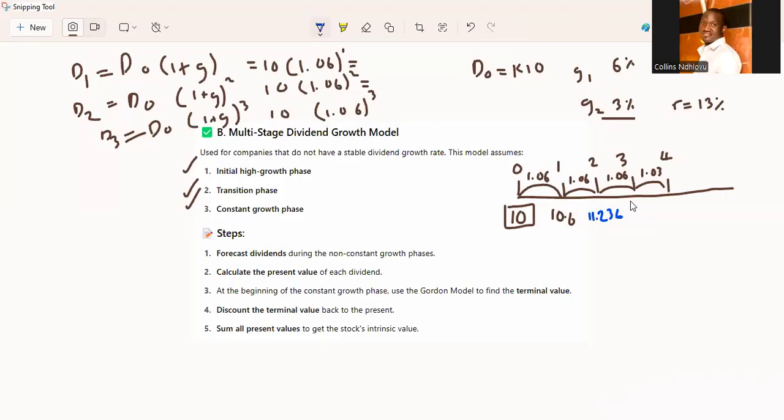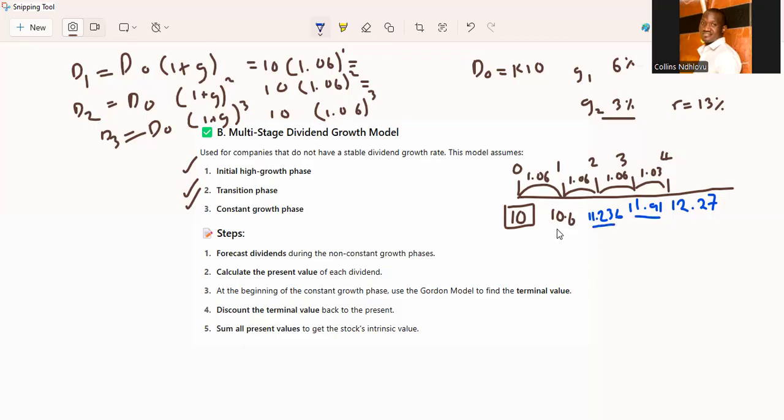Then here, times 1.06 again, that's 12.6274. Okay. So this is the dividend. We have the dividend for year 1, 10.6. Dividend for year 2, 11.23. Dividend for year 3, 11.91. So we're interested in these first 3 phases.